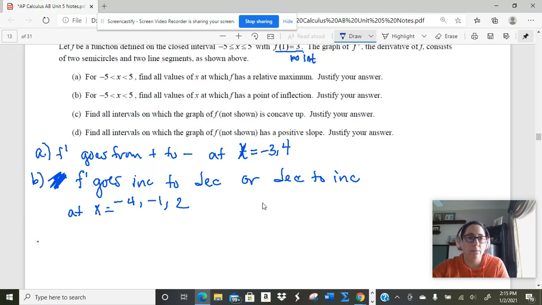Okay, part C. Find the intervals where the graph of f is concave up. So concave up is where f prime is increasing. And I want you to go find those. See if you get what I get.